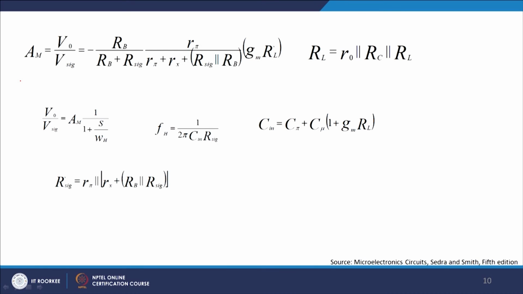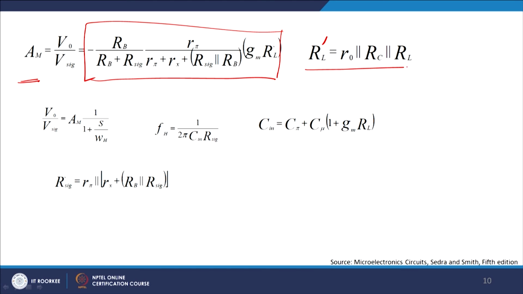So again, I'm just repeating the same thing which we did earlier: I get A M, the mid frequency gain, given by this whole quantity multiplied by g m times R L prime, with the negative sign because again there is a 180 degree phase shift. R L prime will be equal to R0 in parallel with R C in parallel with R L. And I get this V0 by V sig, I get C in equal to this much.